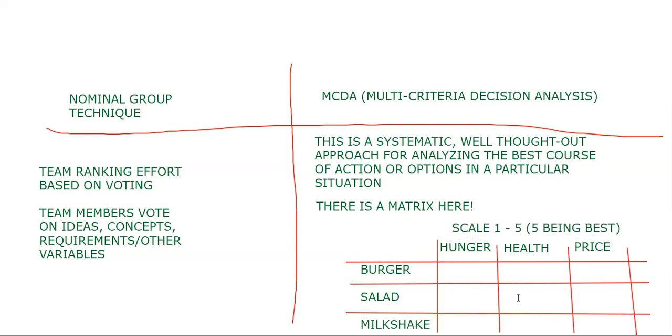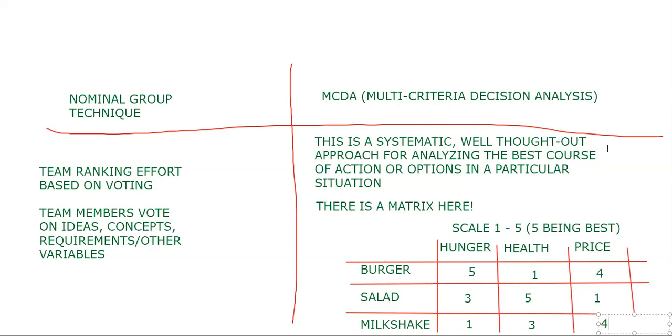Okay, I would score salad as a 5 for health. I would score it as a 3 in satisfying my hunger. Price, a 1, because salads are usually more expensive. A burger, I would score it as a 5. Health, I'd score it as a 1. Price, I would score it as a 4. You see what I'm saying? Milkshake, hunger, I would score this as a 1 because I would still likely be hungry. Health, well, this is somewhere at 3. Some milkshakes ain't cheap. I would score this as a 4.